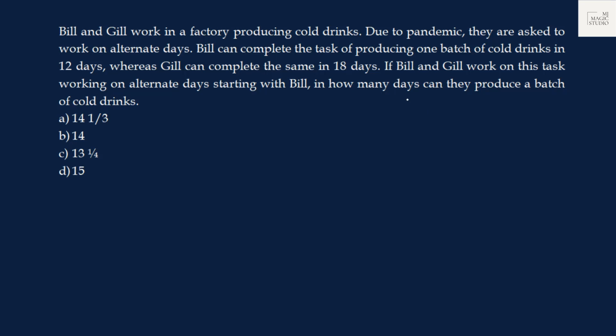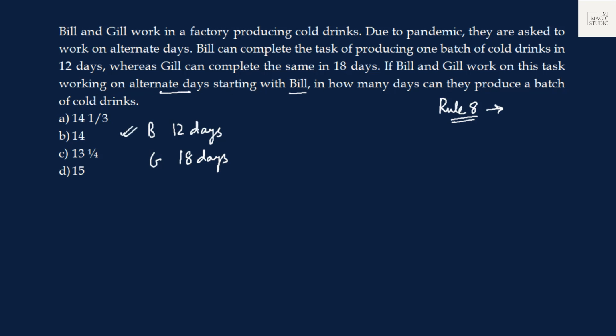Okay, how can we go without solving a question from time and work, and that too where we need to use rule 8. The common multiple rule link is there in the description below. Please go through it. Bill and Gil work in a factory producing cold drinks. Due to pandemic, they are asked to work on alternate days. Bill can complete the task of producing one batch of cold drinks in 12 days, whereas Gil can complete the same in 18 days. If Bill and Gil work on this task, working on alternate days, starting with Bill, in how many days can they produce a batch of cold drinks?